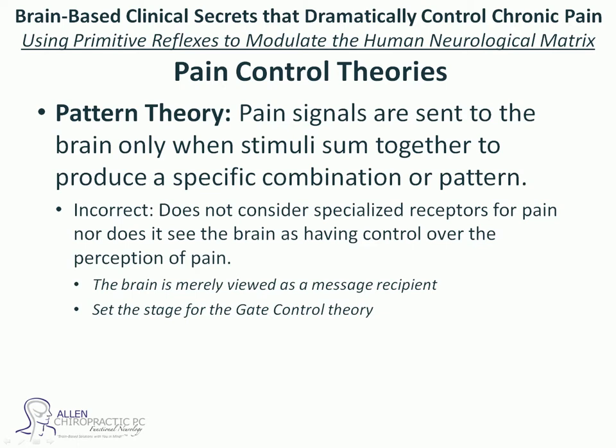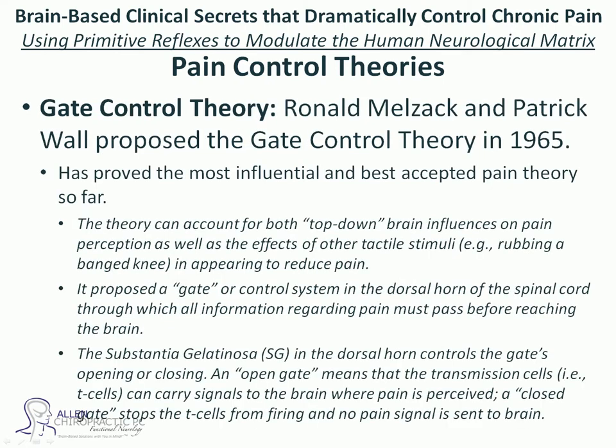The next theory was the pattern theory, and that theory said that pain signals are sent to the brain only when stimuli sum together to produce a specific combination or pattern. But it's incorrect because it didn't account for specialized receptors for pain, nor did it see the brain as having control over the perception of pain. It merely saw the brain as a message recipient. But this theory set up the idea of the gate control theory by Melzack and Wall in the 1960s, which was the accepted and most influential theory to date.